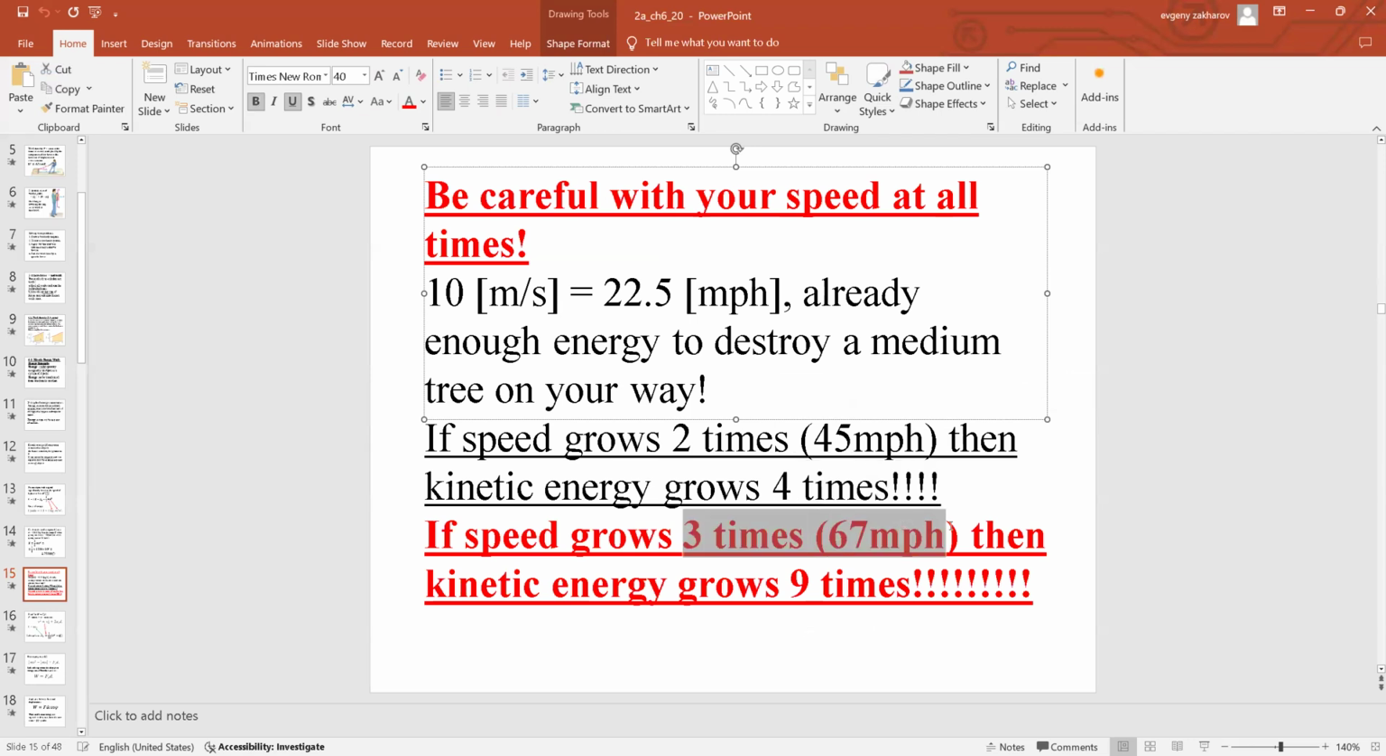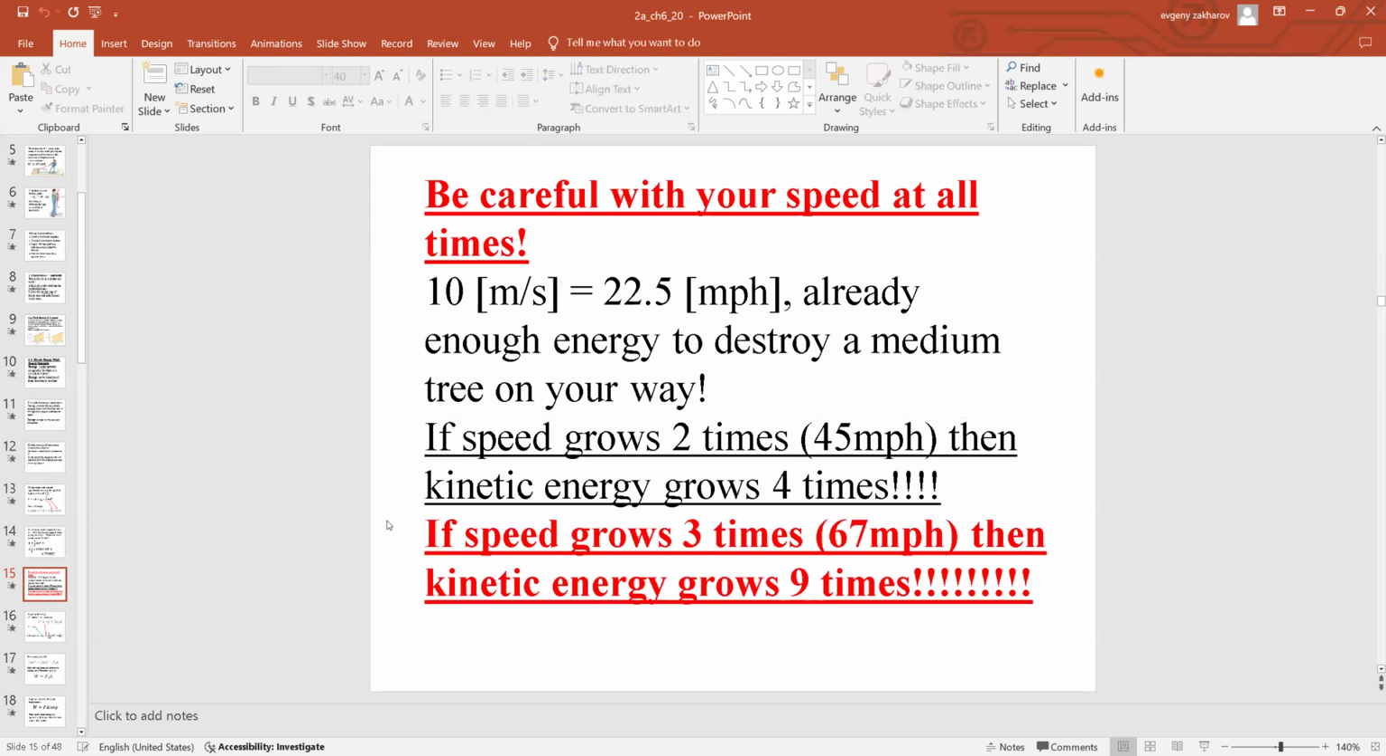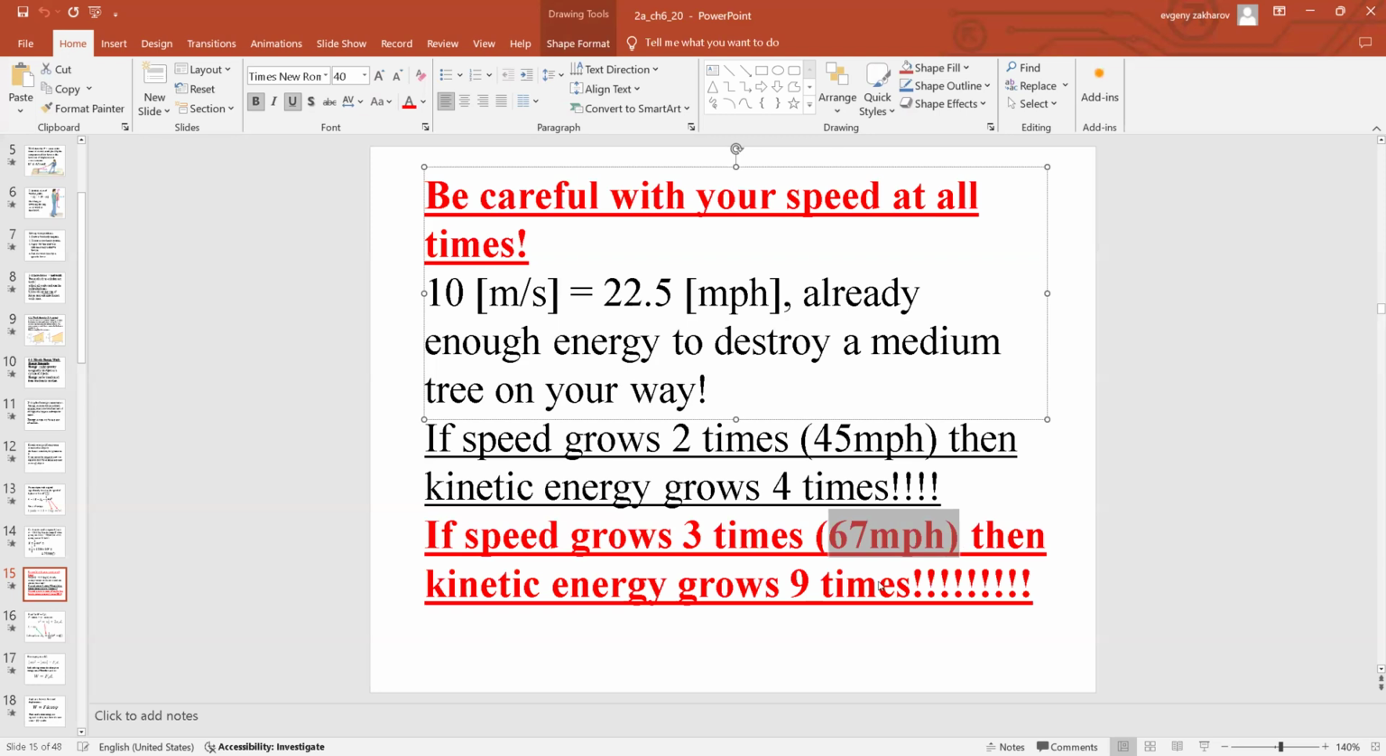And if it's 3 times the original speed, then you square the 3, and that becomes 9, and you can destroy 9 trees on your way. So traveling just the speed limit on the highway is pretty dangerous because your car has enough energy to destroy an alley of trees, like nine medium trees.